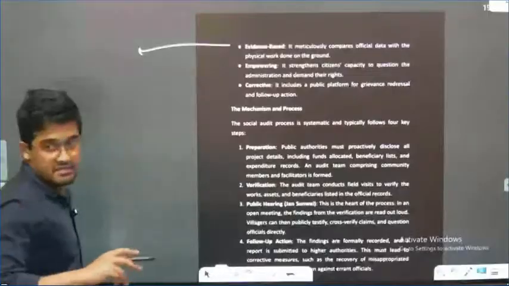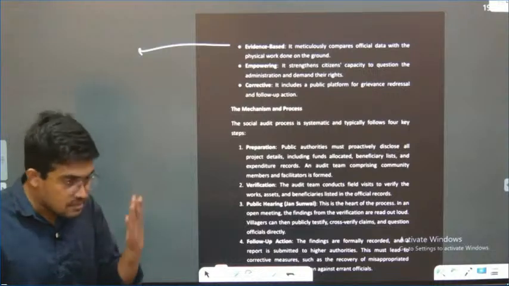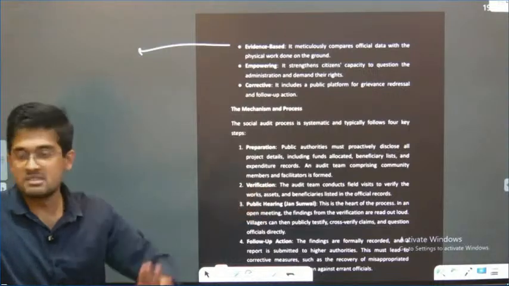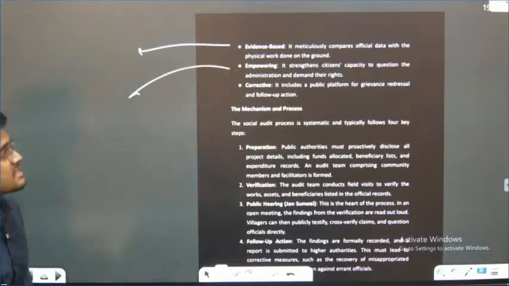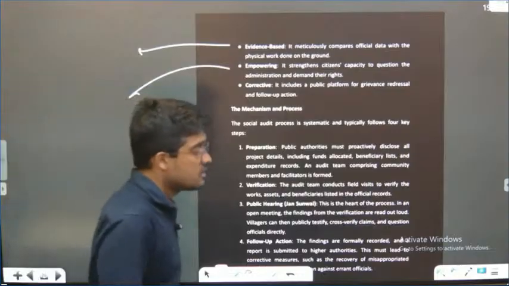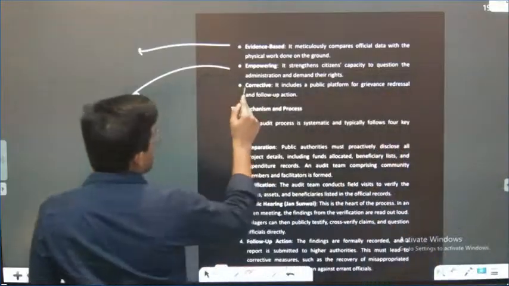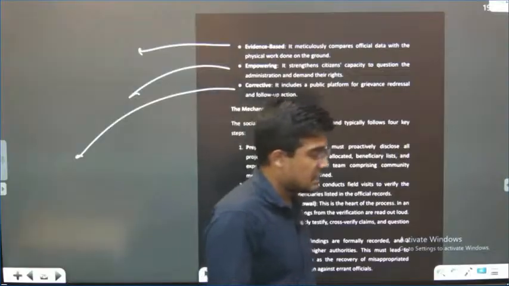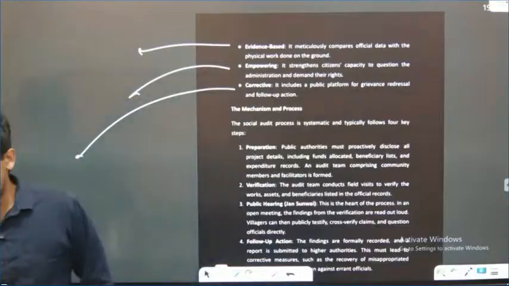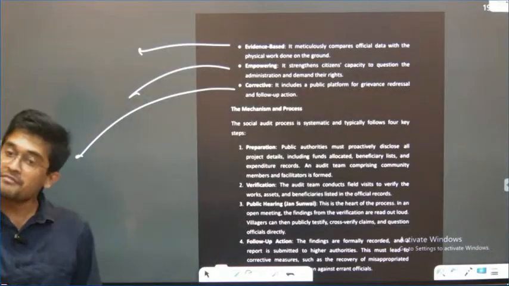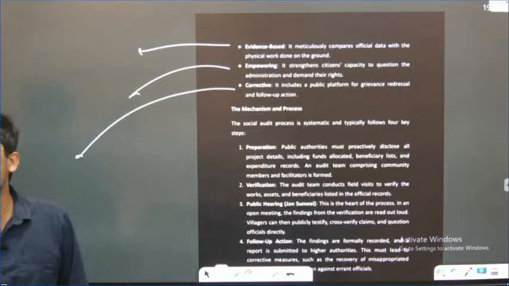First, it is evidence-based. How does it promote transparency? It meticulously compares what the official records say with whether the physical work is actually happening. Similarly, it empowers and strengthens citizens' capacity to question the administration and demand their rights, to check whether the administration is working correctly or not. It is corrective in nature. If a work is not going well, the Controller and Auditor General, or the CAG, will check that work after 1 year. But citizens can check while it is being done. It is a monitoring mechanism.